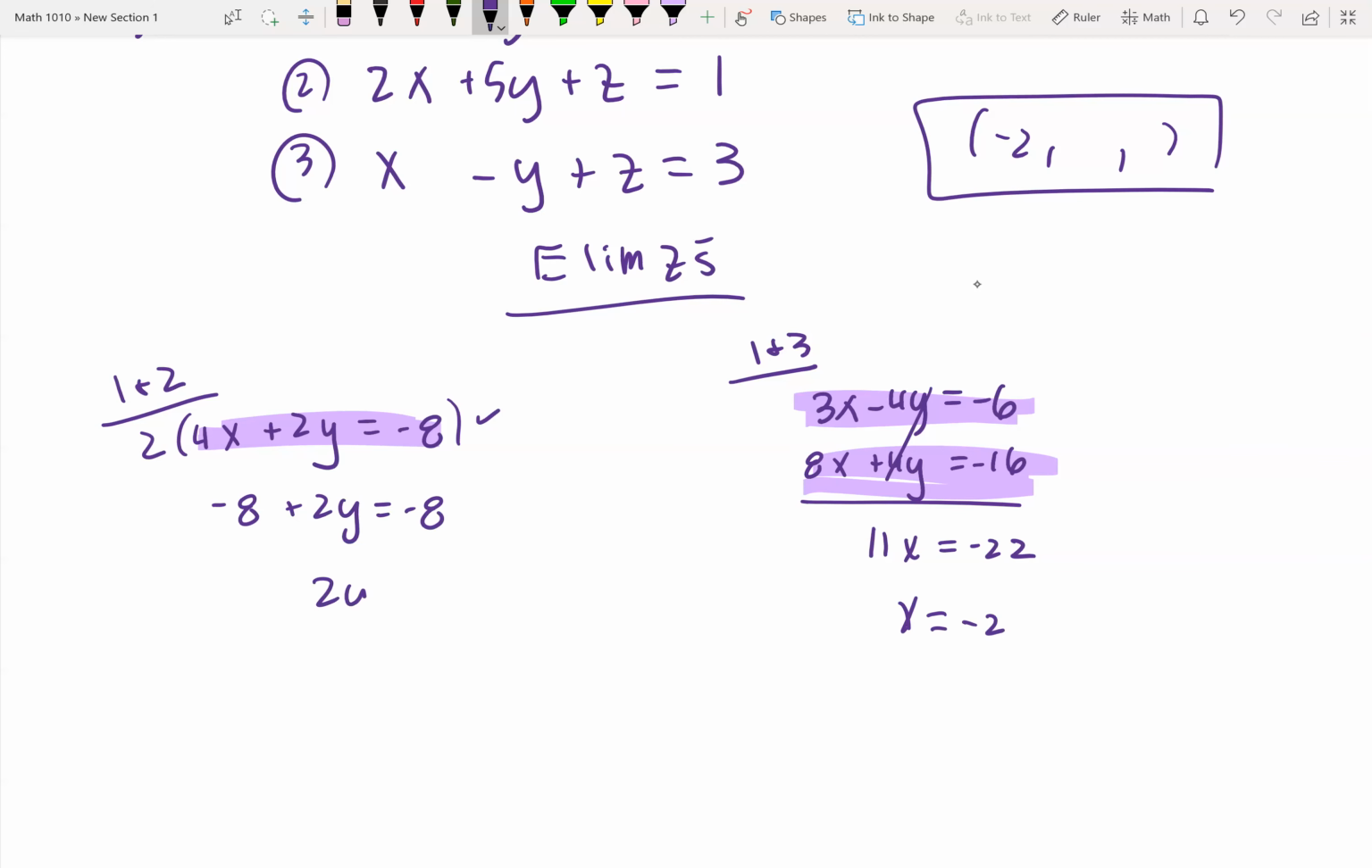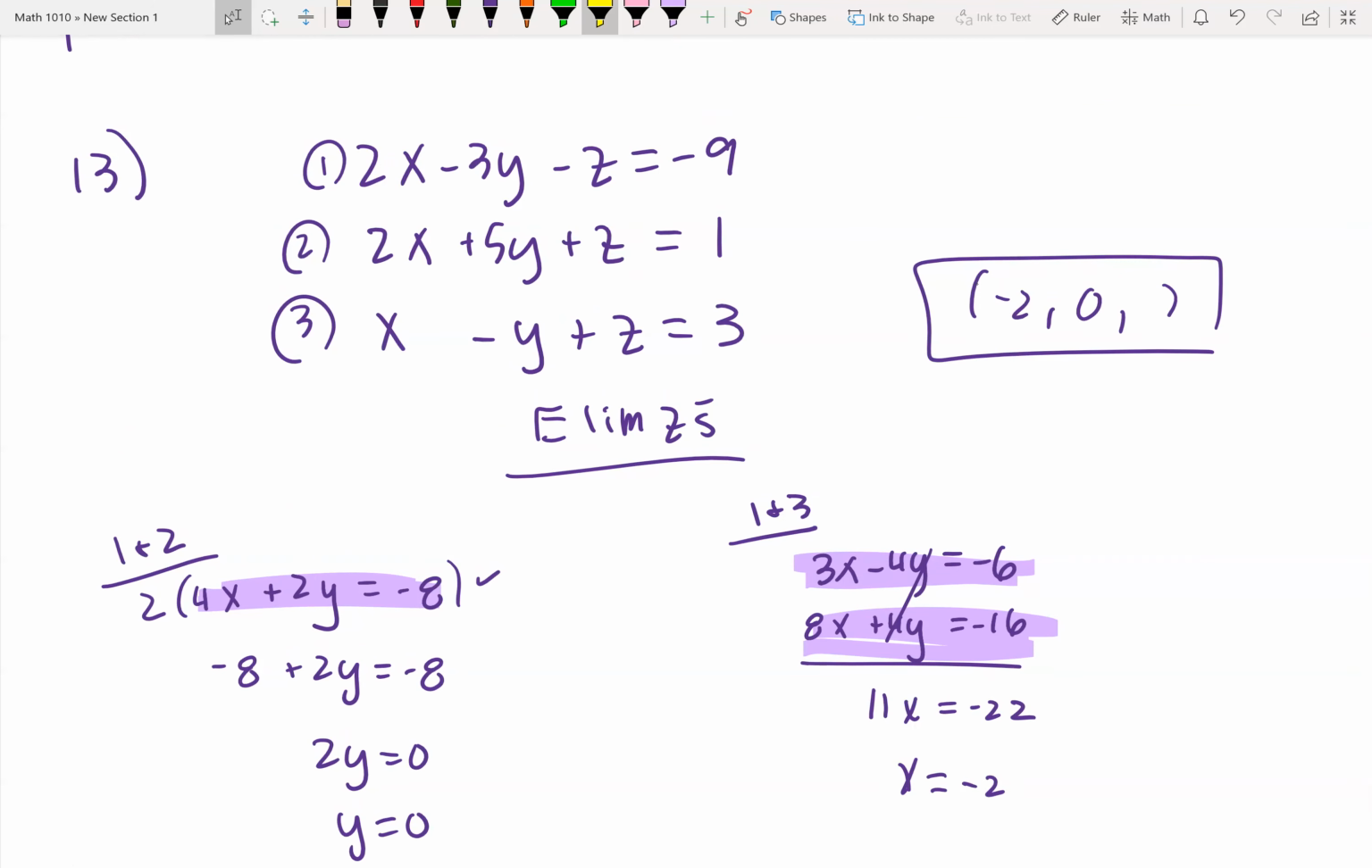Pull the negative 8 over, 2y equals 0, divide, y equals 0. Then go up to the top, choose the easiest place. I choose that. So I have x, which is a negative 2, minus y, that's minus 0. I'm not even going to write that down. So I have minus z equals 3. Pull the 2 over, and I get z equals 5.